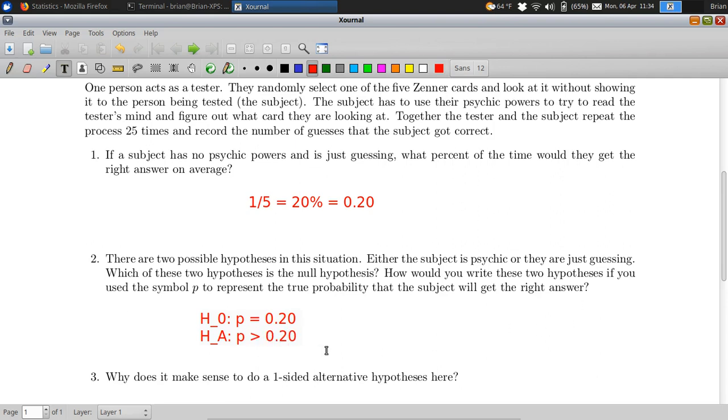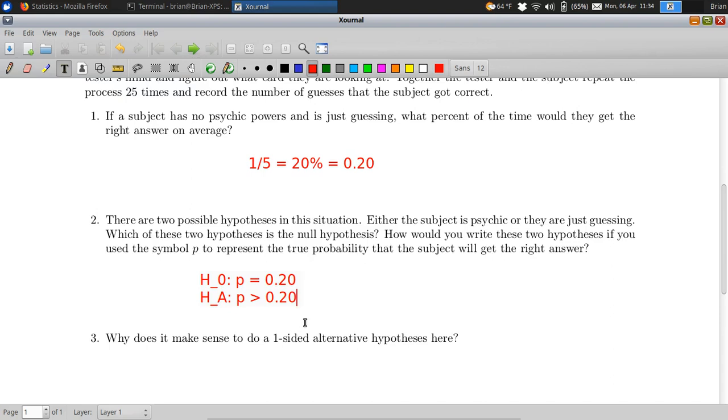So maybe they're only a little bit psychic, and their psychic powers aren't perfect, but it's going to be more than 20 because they're a little bit psychic. Okay, so those are our 2 hypotheses in this situation. Why does it make sense to do a one-sided alternative hypothesis here?